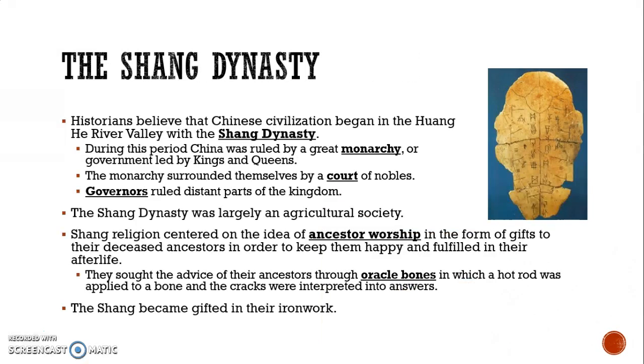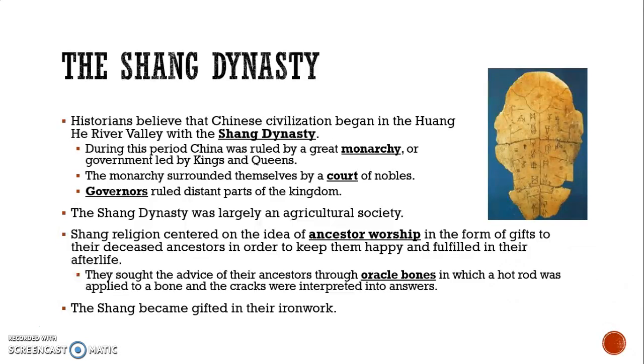invasion. The first dynasty was the Shang Dynasty, which began in the Huanghe River Valley. During this time period, China was ruled by a great monarchy, or a government led by kings and queens. They also called them emperors. The monarchy surrounded themselves by a court of nobles, and then governors ruled distant parts of the kingdom that might have been broken off by mountains.